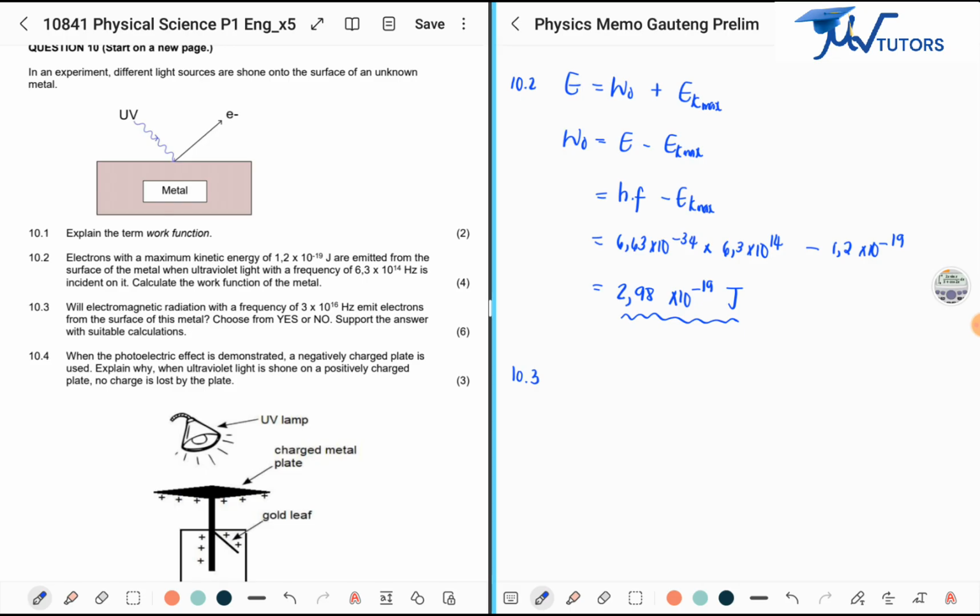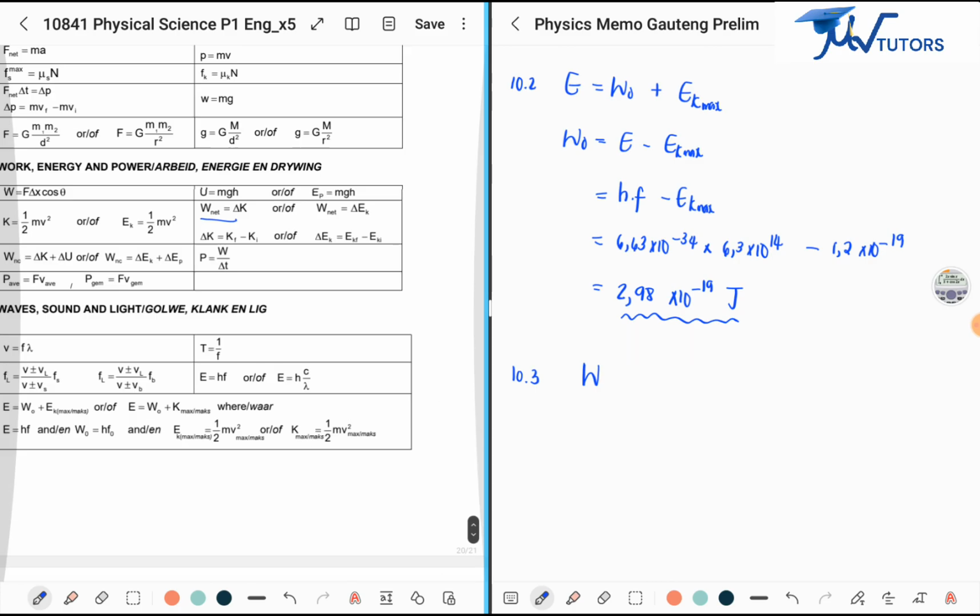So what I'm trying to get is the threshold frequency. If this threshold frequency is smaller than the frequency that is used to emit the electrons, then we know it's a yes. But if this threshold frequency is bigger than the frequency that's given, then the electrons will not be emitted. Okay, so let's go ahead and calculate this threshold frequency.